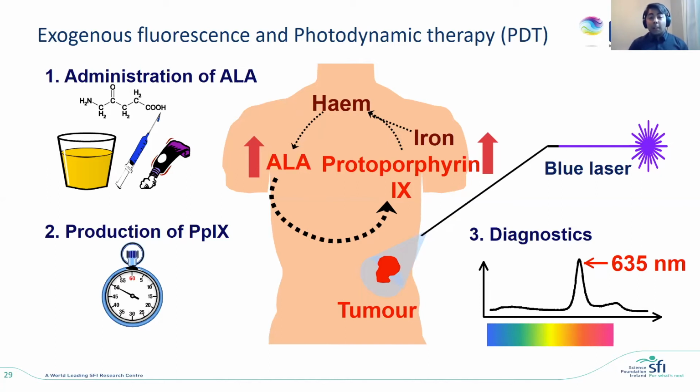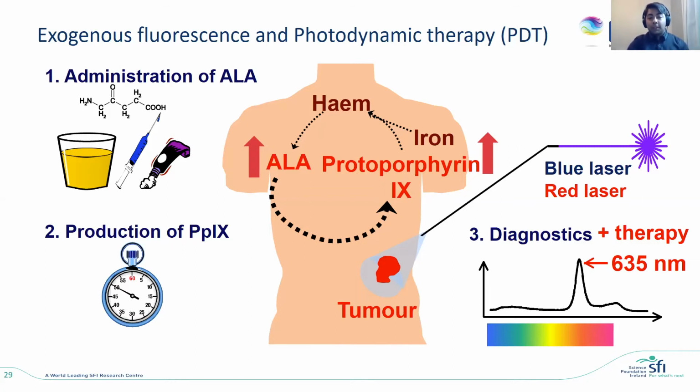And protoporphyrin IX is also something that makes the cells more sensitive to light. So if we illuminate the cells with a red laser, it is possible to kill the tumor cells. So we do both diagnostics and therapy in the same procedure. It's obviously possible to check again with the blue laser if there are any other tumor cells remaining. So this is one of the procedures that is performed.